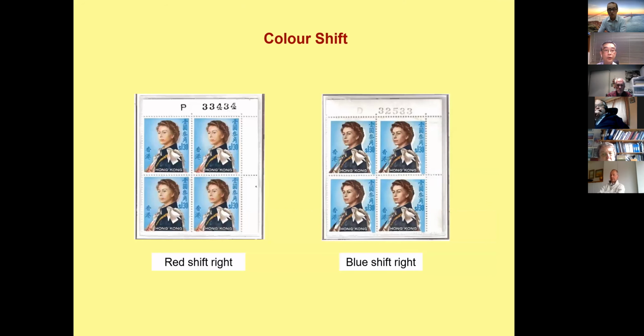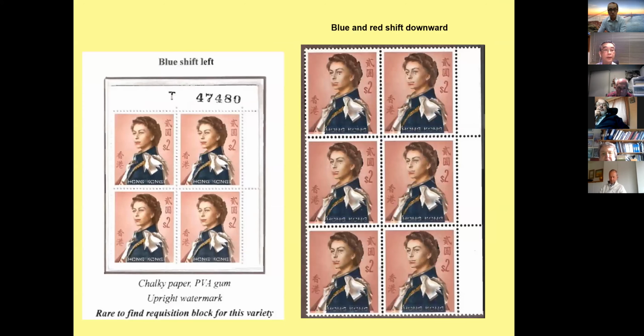And also you get this sheet where the alignment of the paper is not perfect. Okay, so this one is the red one, shifting right. And this one is the blue background, shifting right. And this one is the blue color shift. This one, the blue coat shifts left.